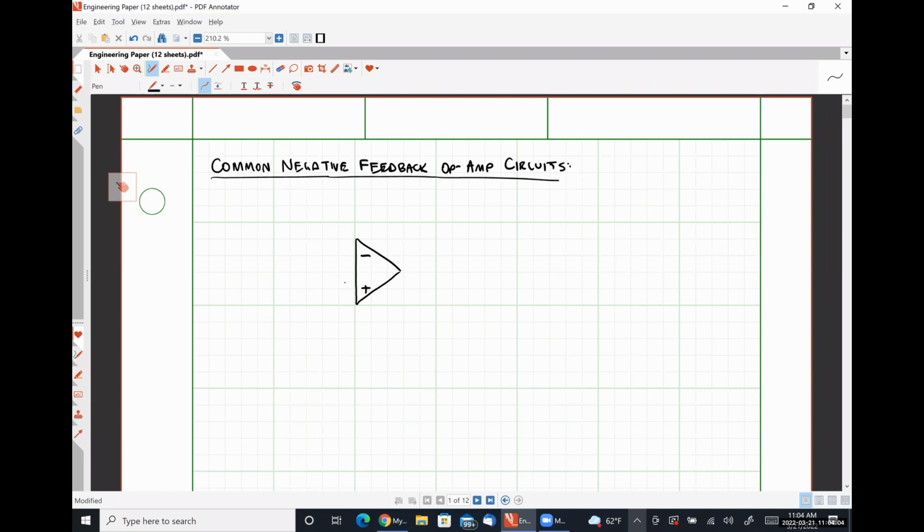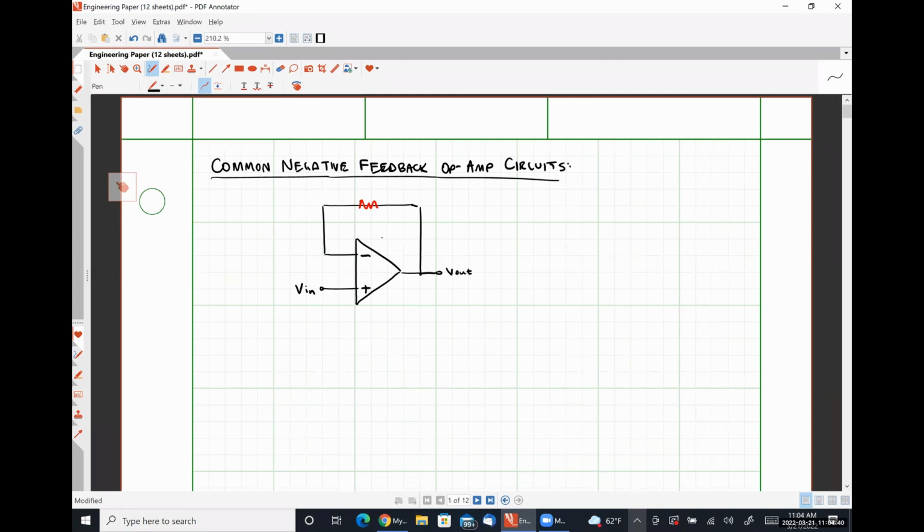Where I am going to apply my input signal Vin to the non-inverting input. I'm going to have a feedback loop here, which may or may not contain a resistor. So I'm just going to put one here. It actually doesn't matter whether that resistor is physically there or not. We'll talk about that in a moment.